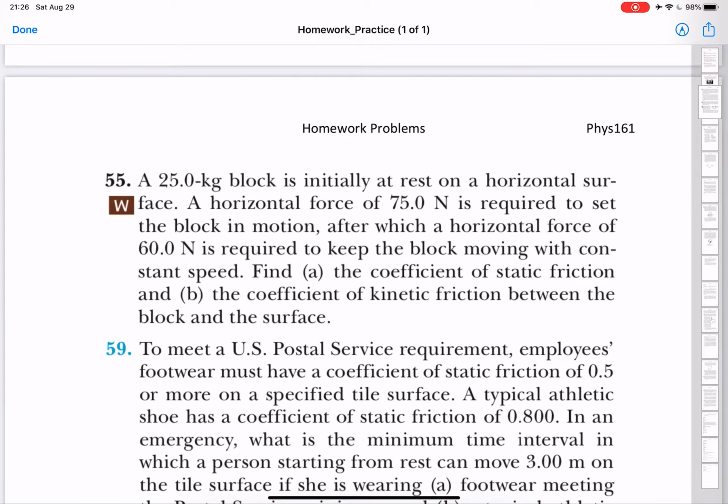Okay, here we have problem number 55. In this problem we have a 25 kilogram block initially at rest on a horizontal surface. A horizontal force of 75 Newton is required to set the block in motion, after which a horizontal force of 60 Newton is required to keep the block moving with constant speed. Now in part A we have to find the coefficient of static friction, and in part B the coefficient of kinetic friction between the block and the surface.